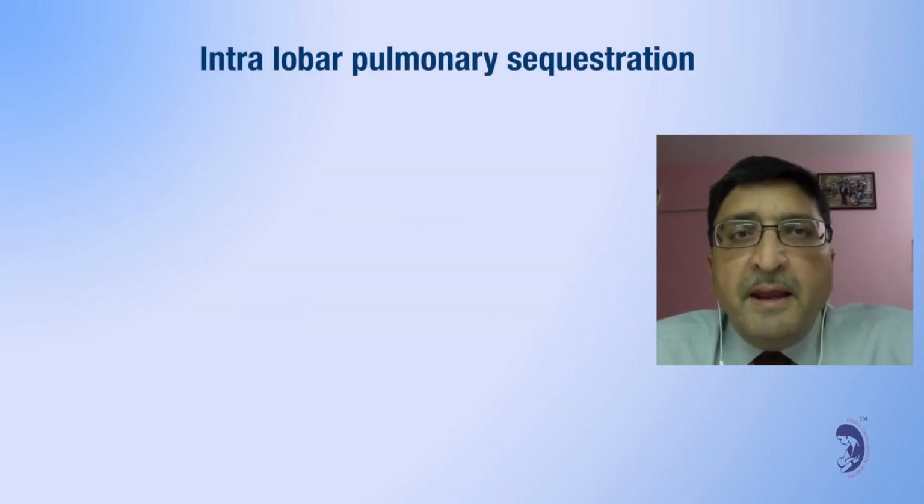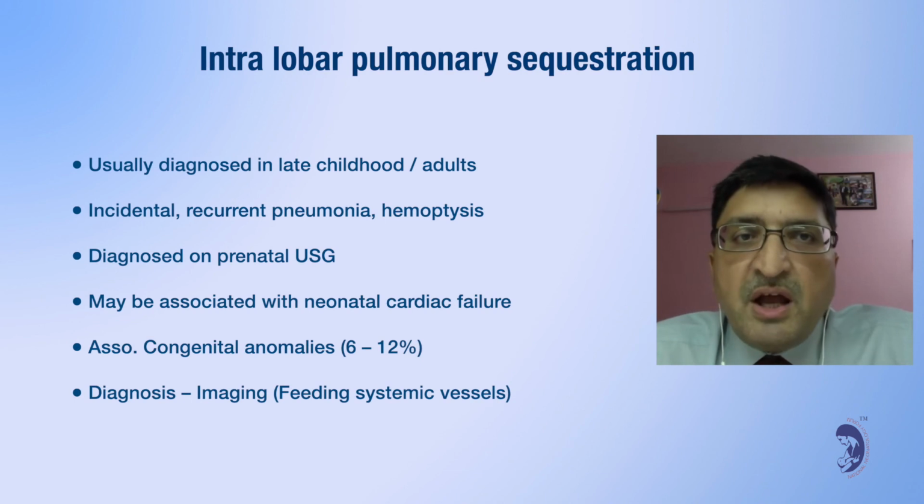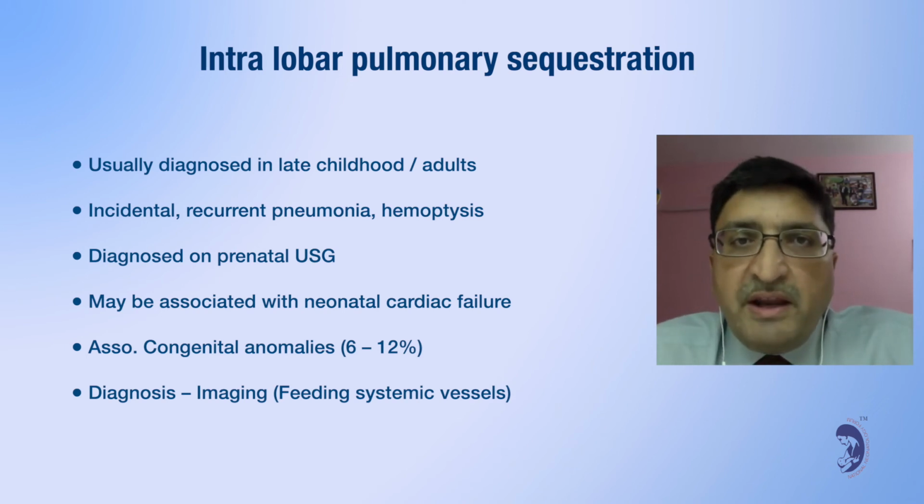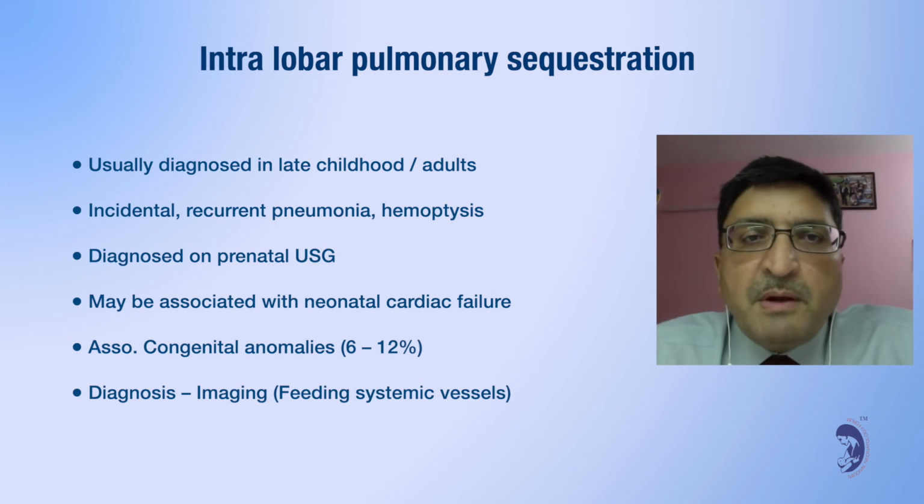On the other hand, intralobar pulmonary sequestrations are usually diagnosed in late childhood or even in adulthood. It may again be an incidental finding which may be picked up on an X-ray for an unrelated cause, or the patient may have symptoms of recurrent pneumonia or even hemoptysis. Intralobar pulmonary sequestrations can also nowadays be diagnosed on a good prenatal ultrasound scan.